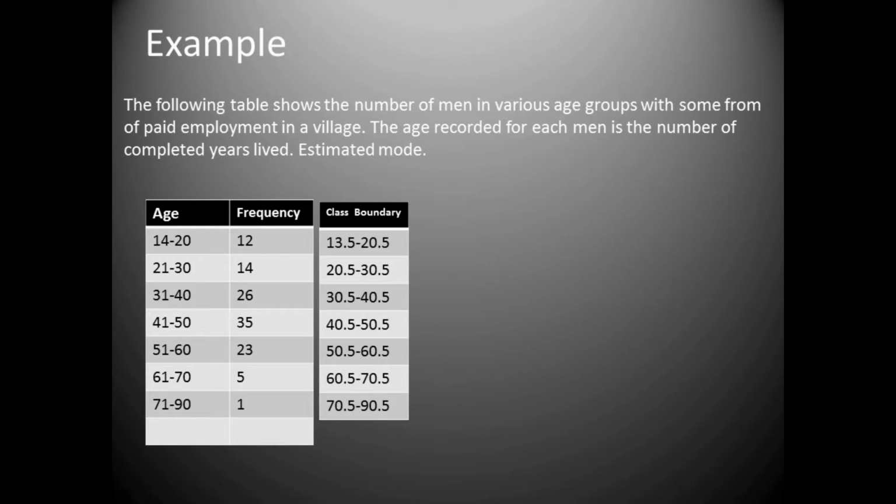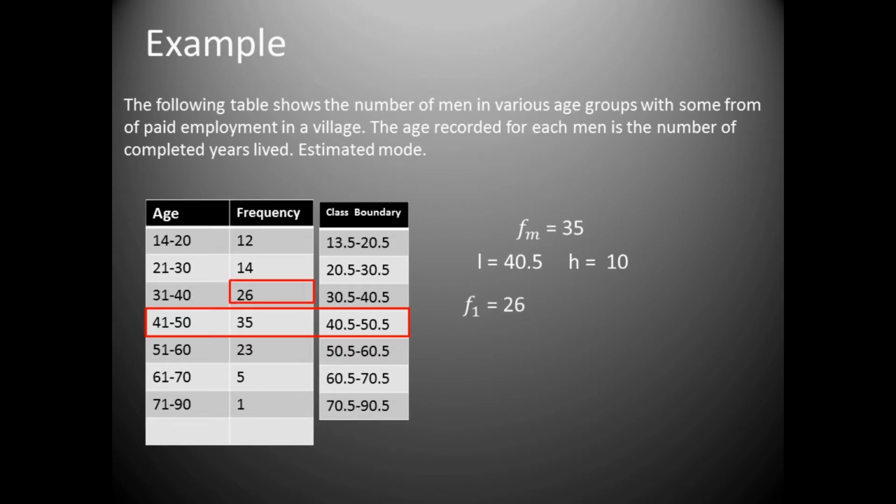So you can see that Fm is 35. It means we are going to point out this particular group. In this particular group, lower boundary is 40.5 and class interval is 10. You can also see that, as we have discussed, F1 is the value preceding the maximum frequency, meaning F1 is equal to 26. Similarly, F2 is succeeding, so F2 is equal to 23.